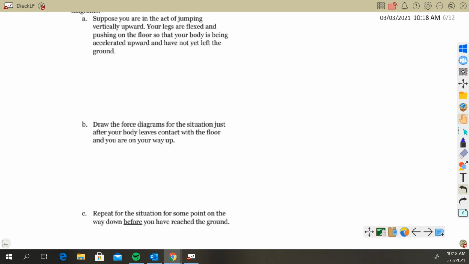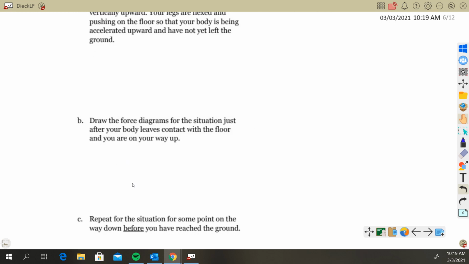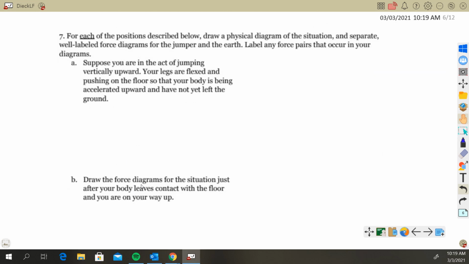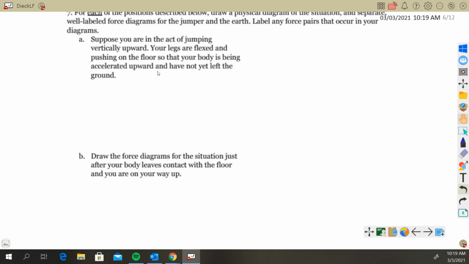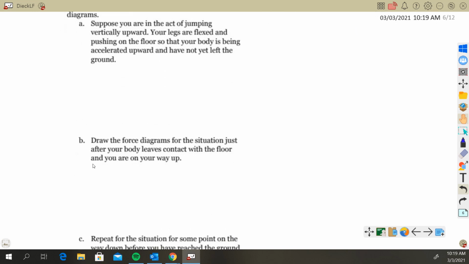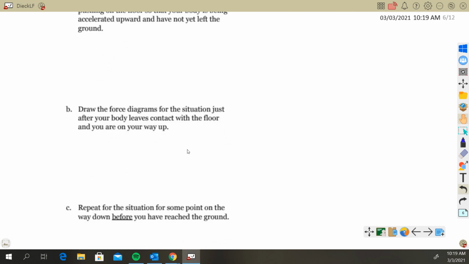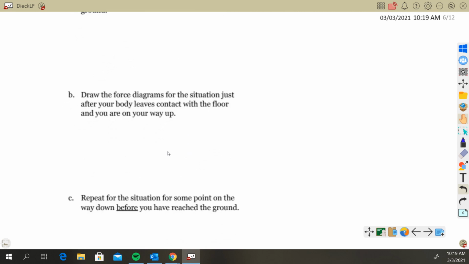Okay, so those of you who are at home, you're going to want to make sure that you have your Newton's third law worksheet out in front of you or open. Where we're at today, we were talking about a jumper and Earth, and it says label any force pairs that occur in your diagrams. Yesterday we left off in the act of jumping. Today we're going to start off right after our body leaves contact with the floor and we are on our way up.